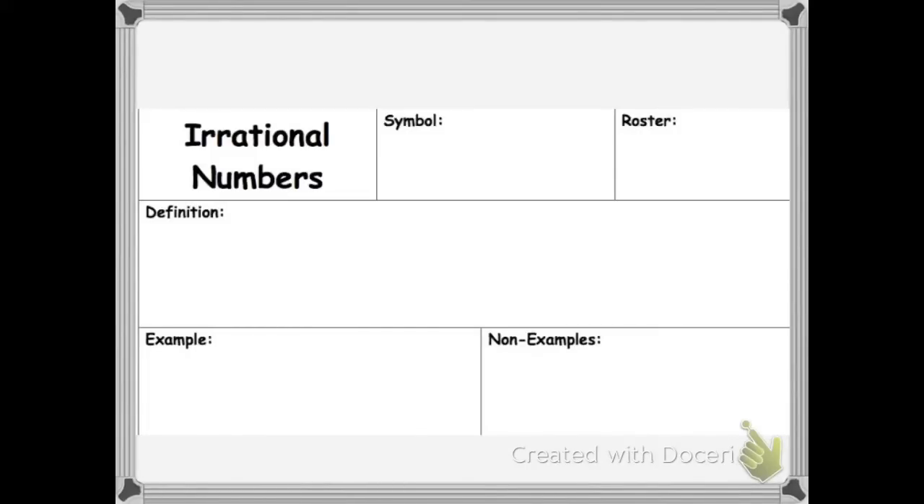So we come to the set of irrational numbers, and the symbol for irrational numbers is a Q with a line on top, which we'll look at several times through the year as that line being the complement of, or in other words, not. So I'm just going to draw that. That's not part of the symbol, but that little line on top. So it's basically saying not rational. Again, there is no roster for this, so we will eliminate that part. And the definition of irrational numbers are numbers that cannot be written as a ratio of two values.